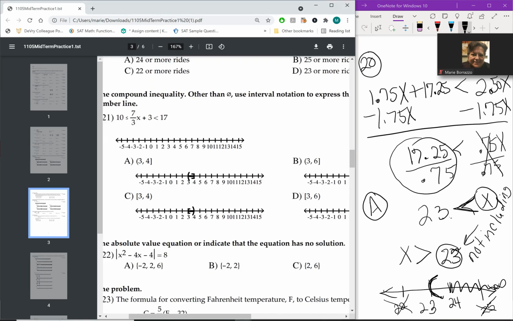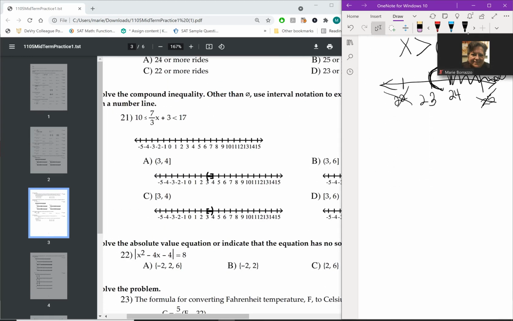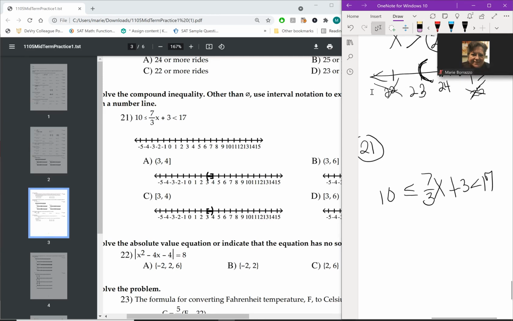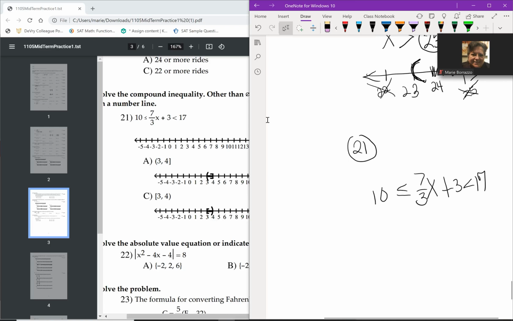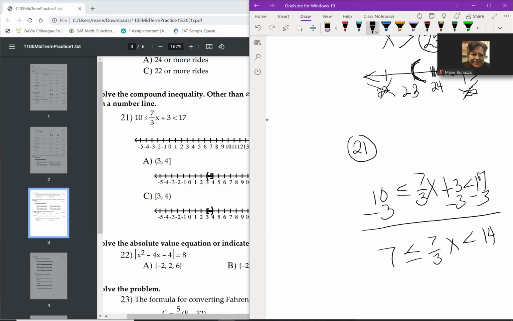All right. So let's look at number 21. In number 21, we have 10 less than or equal to 7 over 3x plus 3 is less than 17. All right, so let me open this up just a little bit because I think I'm a little too narrow here. In this answer, we are going to first subtract the 3 on all three sides. Notice that you get 7 less than or equal to 7 over 3x less than 14.